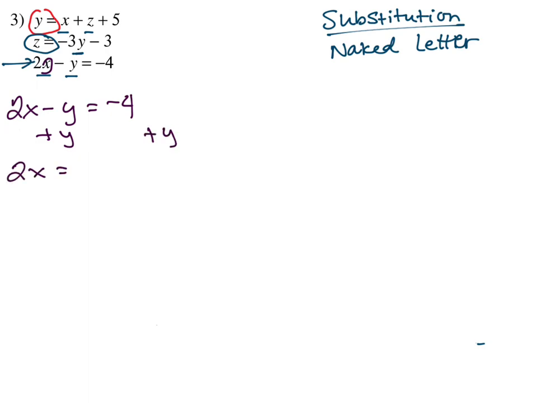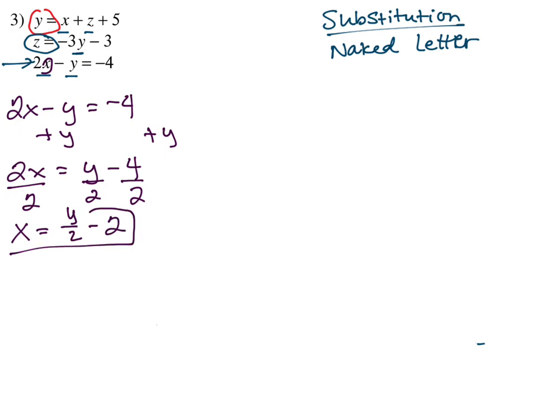So 2x is equal to y minus 4. Does this feel better? Like you know why we're doing this better now? Okay. Divide everything by 2. And so now I know x is equal to y over 2 minus, what's 4 divided by 2? 2. So y over 2 minus 2. There I have isolated x.